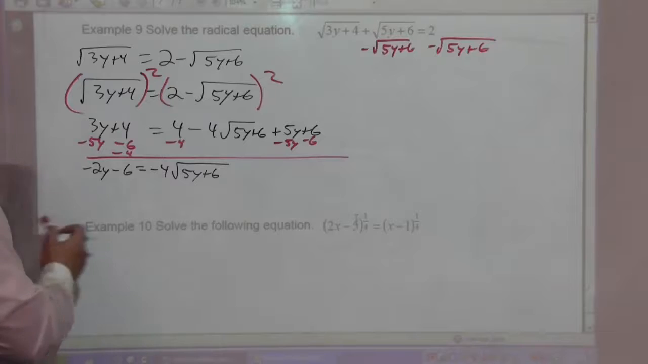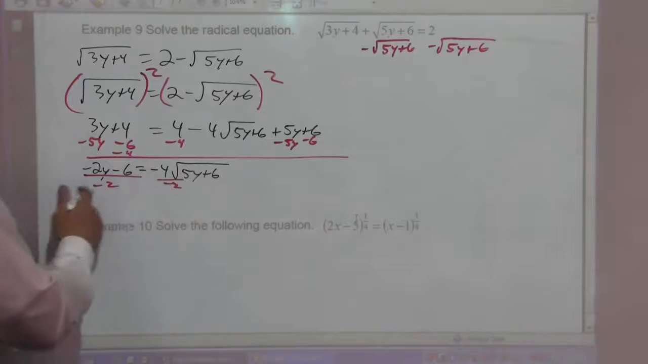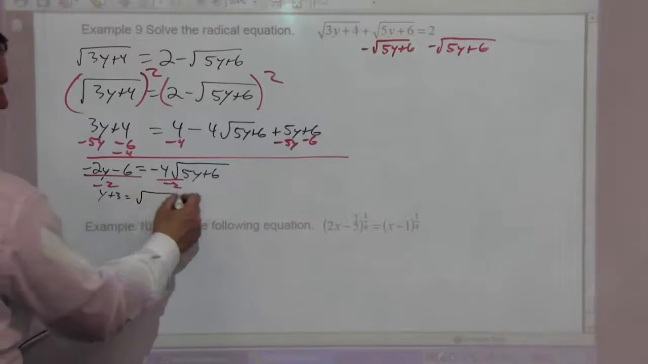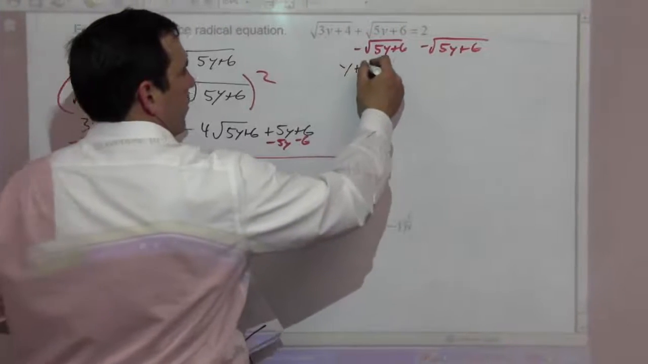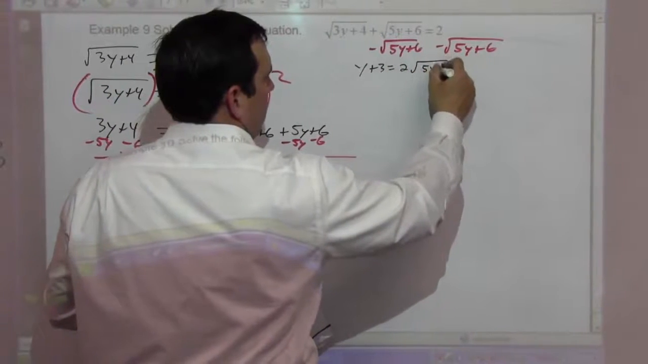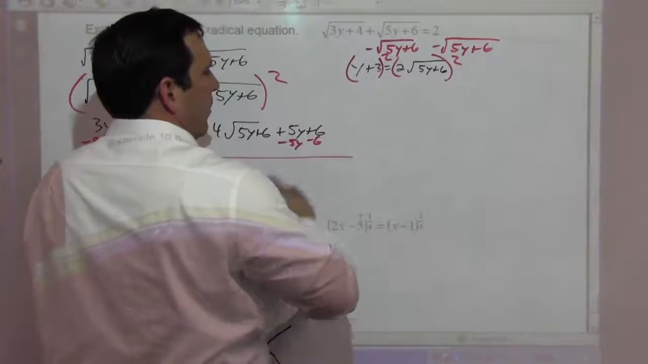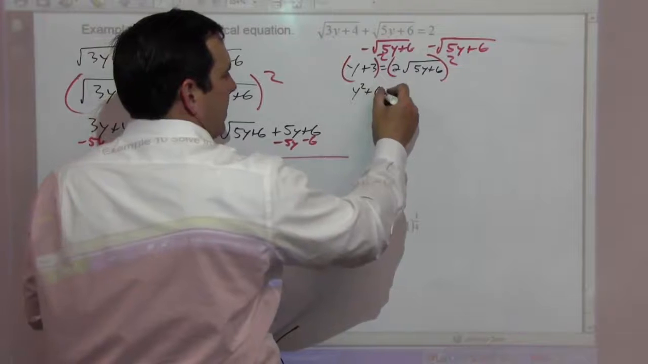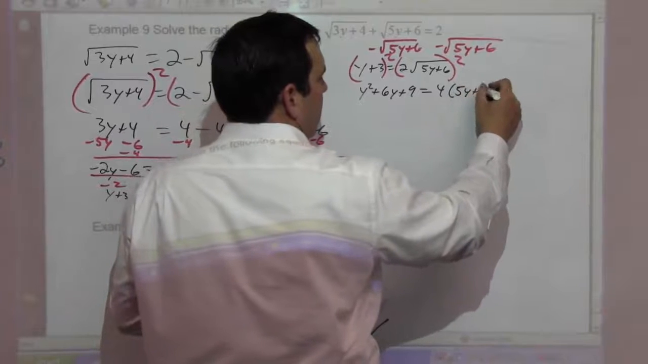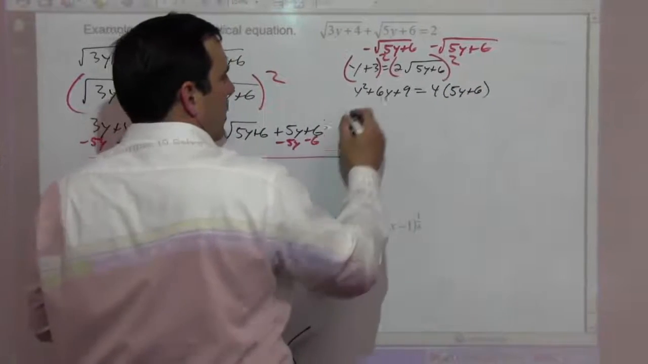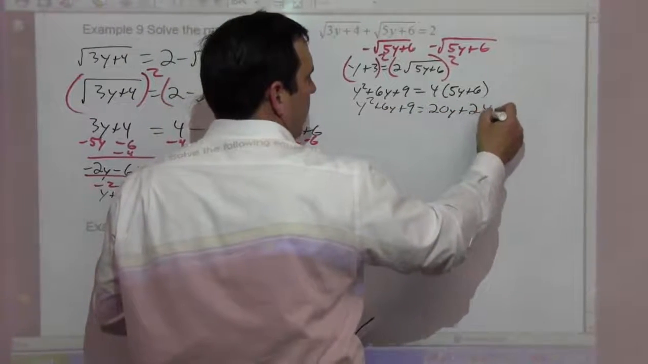Now we can divide both sides by negative 2, and we'd have y plus 3 equals 2 times the square root of 5y plus 6. Now I'm going to square both sides. This will give me y squared plus 6y plus 9 equals 4 times 5y plus 6. So y squared plus 6y plus 9 equals 20y plus 24.